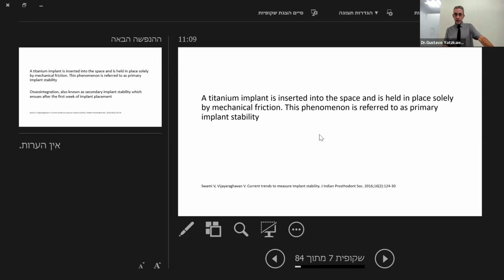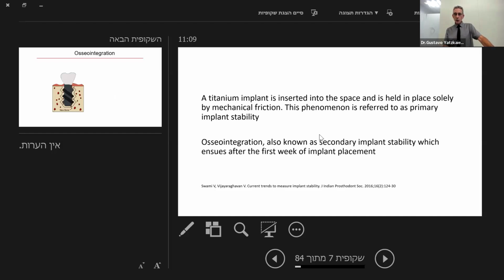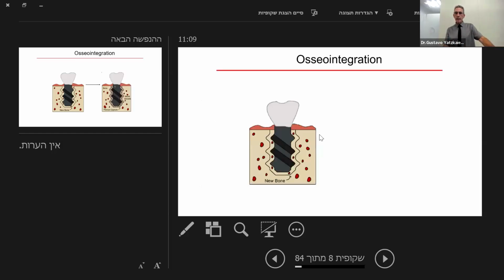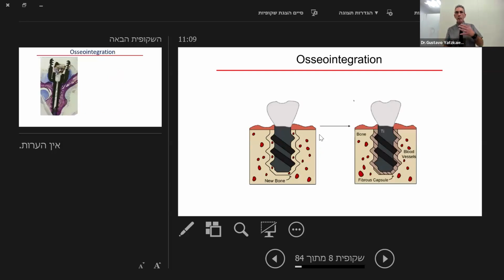The second process is the osseointegration. The osseointegration will run together with the primary stability, and it's a more complex process whose final result is this intimate contact between the titanium and the bone of our patients, avoiding micro movements to avoid fibrous integration.